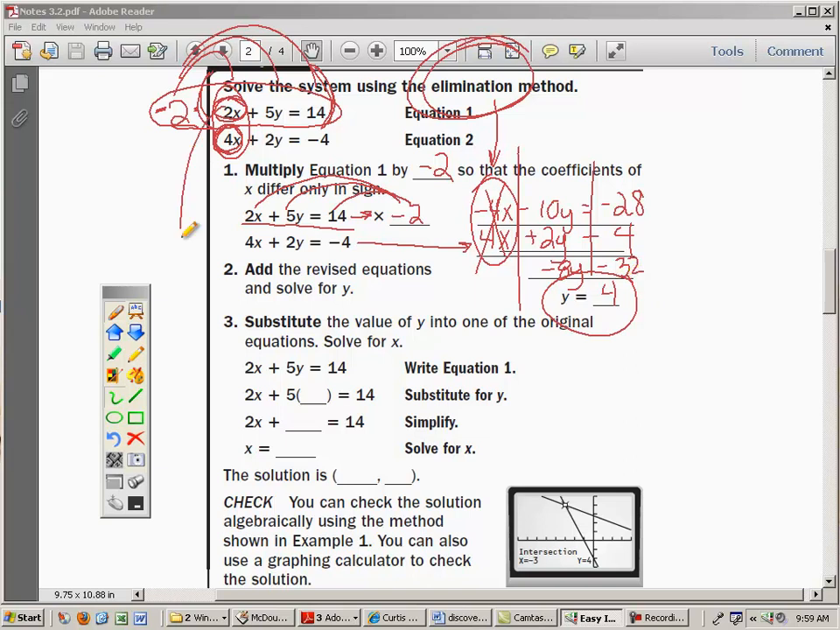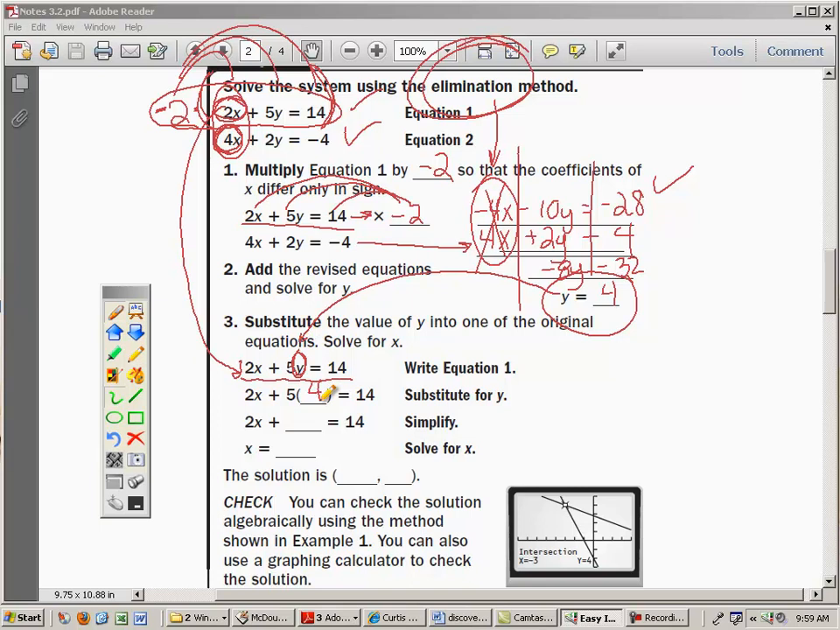We happen to take equation number 1. You can use the revised equation 1, the original equation 1, or the original equation 2. It doesn't matter which one you use. Any of these would be just fine. So we take the original equation 1, which says 2x plus 5y is equal to 14. So I rewrite the equation, and now I'm going to replace the y with what y is. We just solved for it and said y is equal to 4.